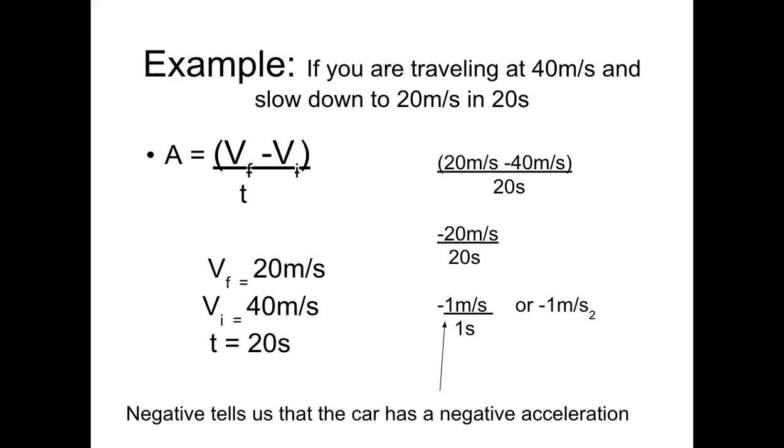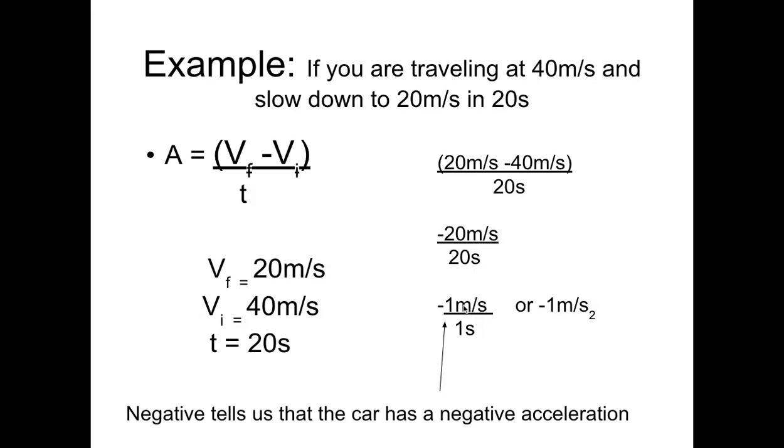I need to first identify my numbers. This one right here is my initial velocity. This is my final velocity, and this is my time. I need to plug that into my equation. So 20 minus 40 over 20. 20 minus 40 is a negative 20. So negative 20 over 20 seconds is 1 second.